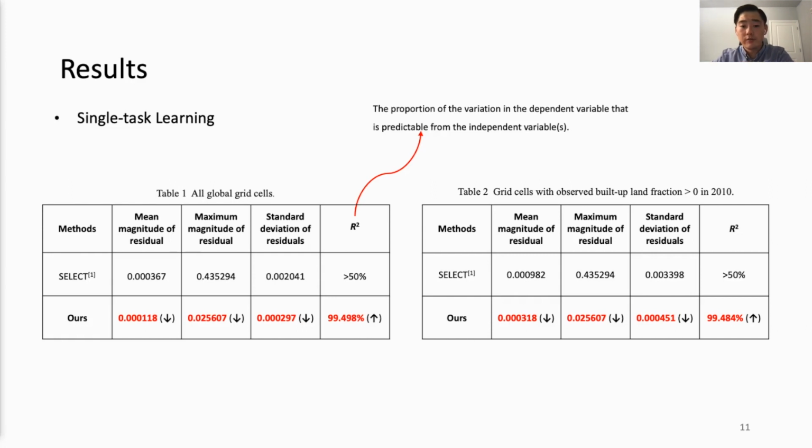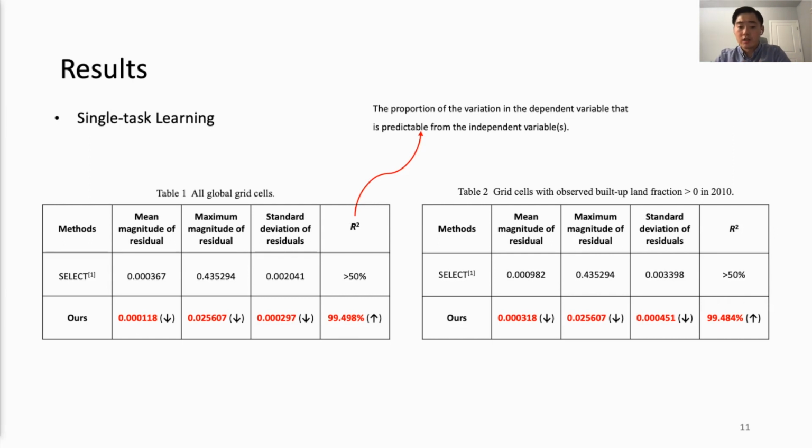Then we did comparisons of performance levels of our deep learning model and classic machine learning model select on producing short-term urbanization projections. So here is the results, and our model and the baseline model were evaluated on 4 metrics on both all grid cells and the grid cells with observed built-up land fraction larger than 0 in the year 2010. So the 4 metrics here are mean magnitude of residuals and maximum magnitude of residual and standard deviation of residuals and coefficient of determination.